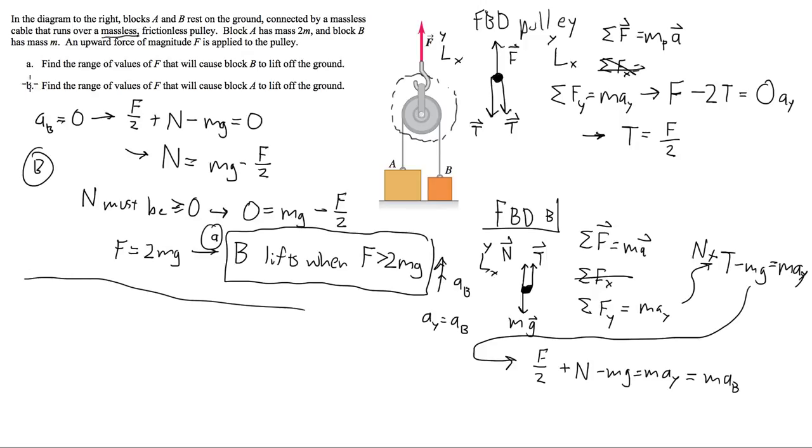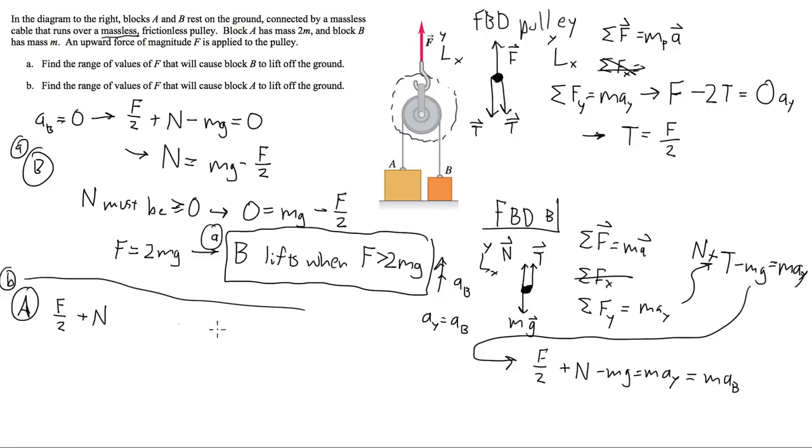And then for part B, which is finding the range of values that cause block A to lift off the ground, I'm just going to totally confuse you by writing A and B for part B. So part A is getting block B, and part B is getting block A. Now, that's as confusing as it could possibly be. We're going to get the same equations for block A. We're going to have F over 2 going upward, plus the normal force on block A.